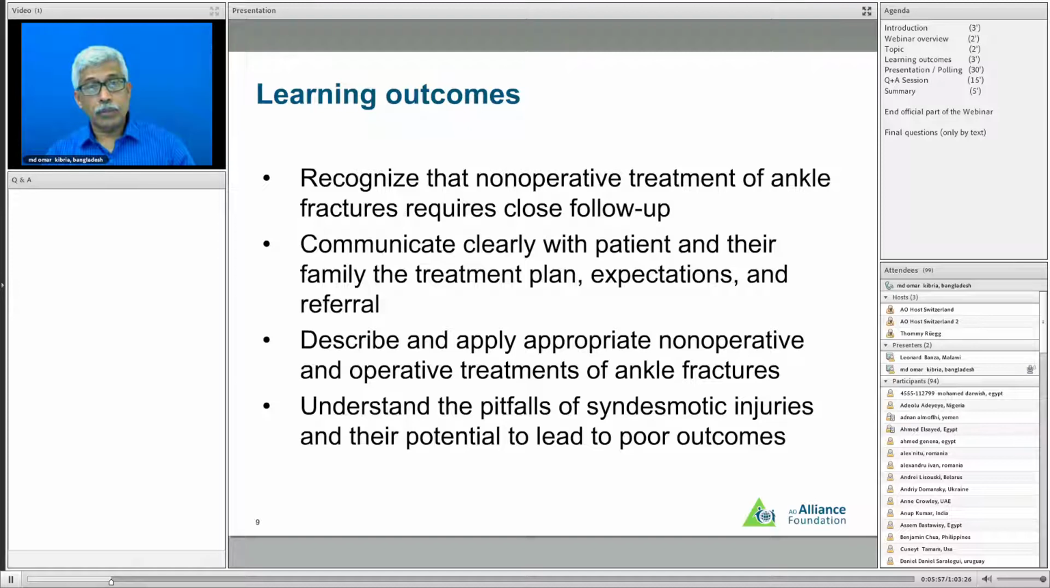At the same time, you must understand the pitfalls of syndesmotic injuries. Syndesmotic injury is a very important part of ankle injuries and has the potential to lead to poor outcomes. So after today's lecture, I hope you'll be able to appreciate these different parts of ankle injuries.